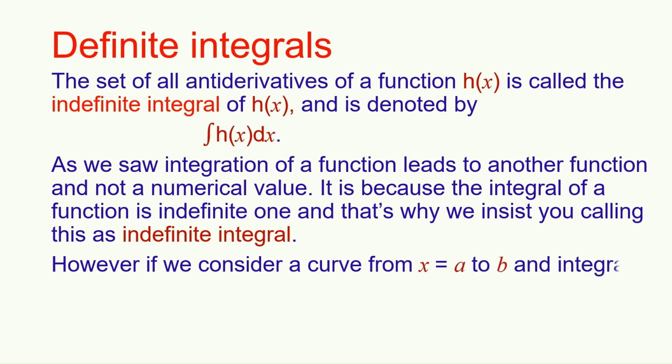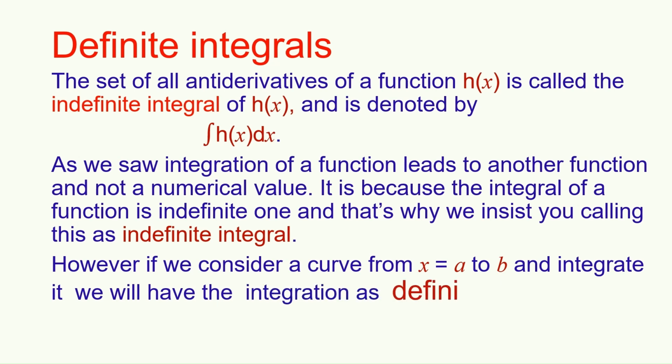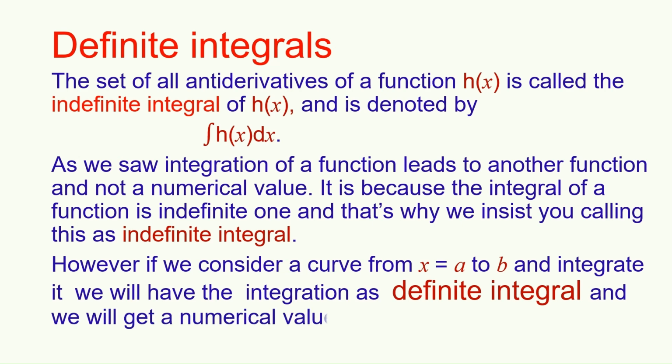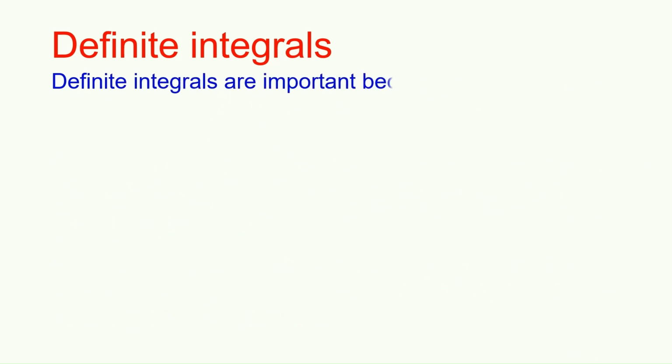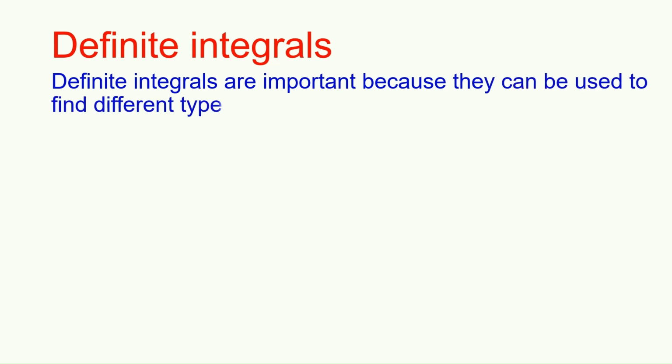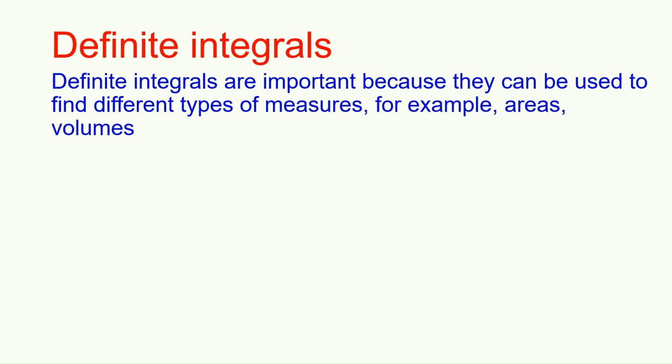However, if we consider a curve from x equals a to x equals b and integrate it, we will have the integration as a definite integral and we will get a numerical value. Definite integrals are important because they can be used to find different types of measures. For example, areas, volumes, lengths, and so on.